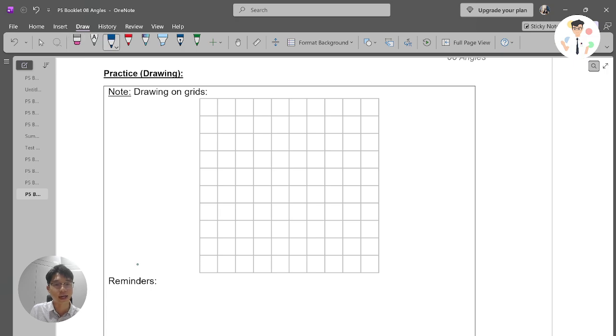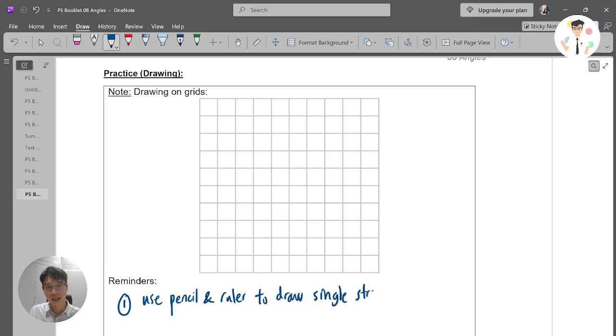The first reminder that I need to give you is that when you draw lines and draw shapes in this grid, please use pencil and ruler to draw single straight lines. The key words are these. First, pencil. Please use pencil to draw, so if you draw it wrongly, you can use an eraser to erase it. Second, ruler. Please use a ruler to draw it nicely. And I want single straight lines.